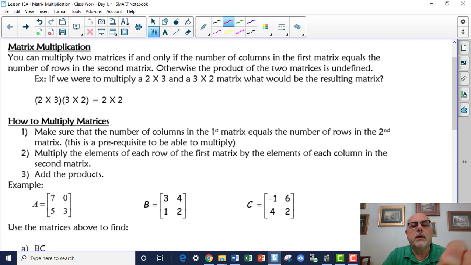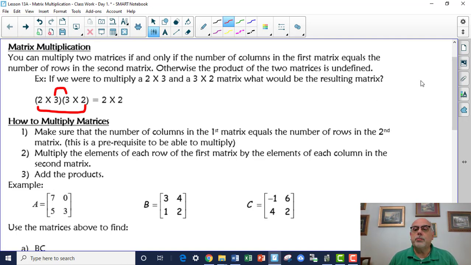So, hang on, I'm just trying to get the pen going here. All right. So, the number of columns in the first has to equal the number of rows in the second. And if you recall, the numbers in the matrix are rows by columns, okay? So, columns in the first have to equal rows in the second. The resulting matrix is the two outside numbers, okay? So that's how you'll know what size matrix to expect when you multiply.